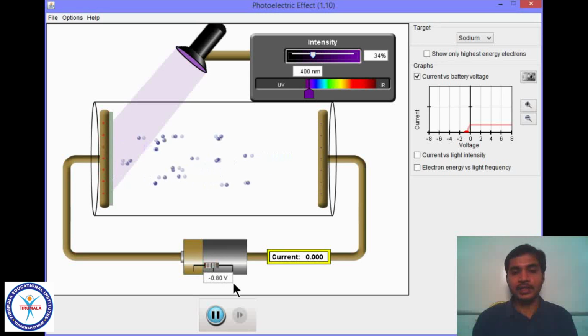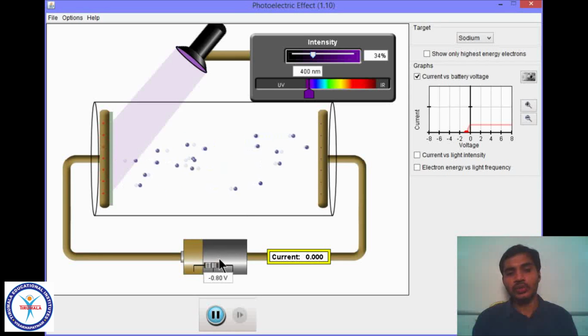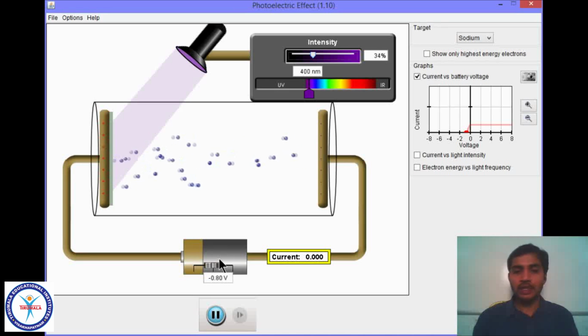So now you can see that not even one electron is able to reach the anode. And this is exactly the case where we say that the applied voltage is equal to the stopping potential. So even the fastest moving electron is not able to reach the anode. It is just about to reach the anode, but it is returning back because of the decelerating force applied by the battery. So these are some observations which you'll have to make.